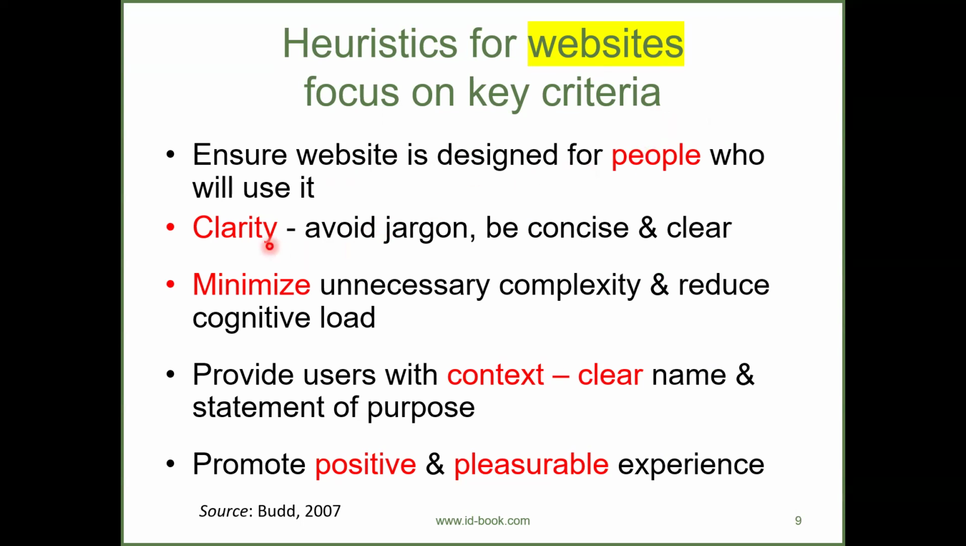Clarity. The words that we use inside the website should be clear. We should avoid using jargon. Jargon is like business terms that we use, with special meanings in the business. So we have to avoid jargon. The information should be clear and it should be short. We have to minimize unnecessary complexity and reduce the cognitive load. We cannot put some complex criteria or actions in order to register a patient or register a doctor.